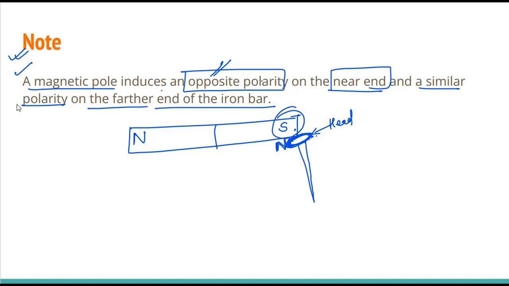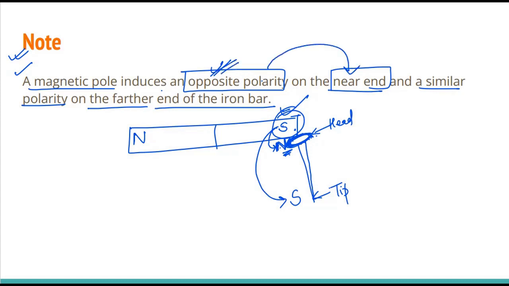And on the farther end, this tip is the farther end from this south pole. So a similar polarity, means with south, this south, a similar polarity is developed at the tip, and with respect to south, opposite polarity, north, is developed at the near end. So this is what is written over here, that an opposite polarity is induced on the near end.